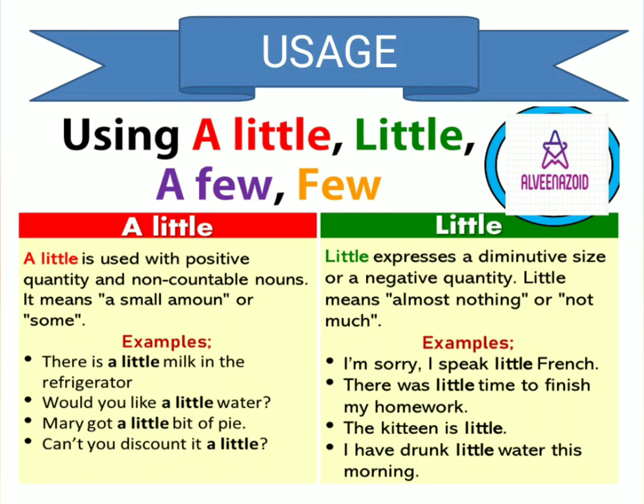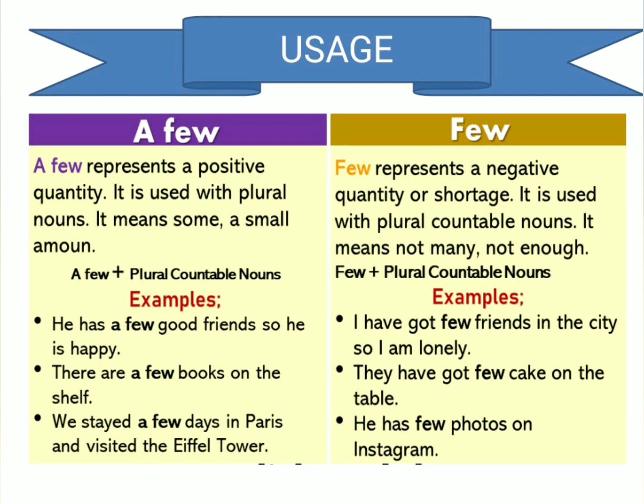Let's go to our next very important and confusing element for students: a little and little. What is the difference between the two? A little is used with a positive quantity and uncountable nouns. It means a small amount or some, meaning something is there. But little expresses a diminutive size or negative quantity, meaning almost nothing or not much. We can't call it a quantity. The examples are given there.